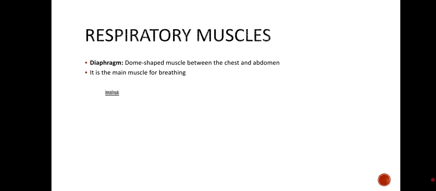Now we're going to the intercostal muscles. They are between our ribs, right? Then we have the external and internal intercostal muscles. They contract and relax during inhalation or exhalation to change the chest cavity volume, right? Do you get what I'm saying? Okay.